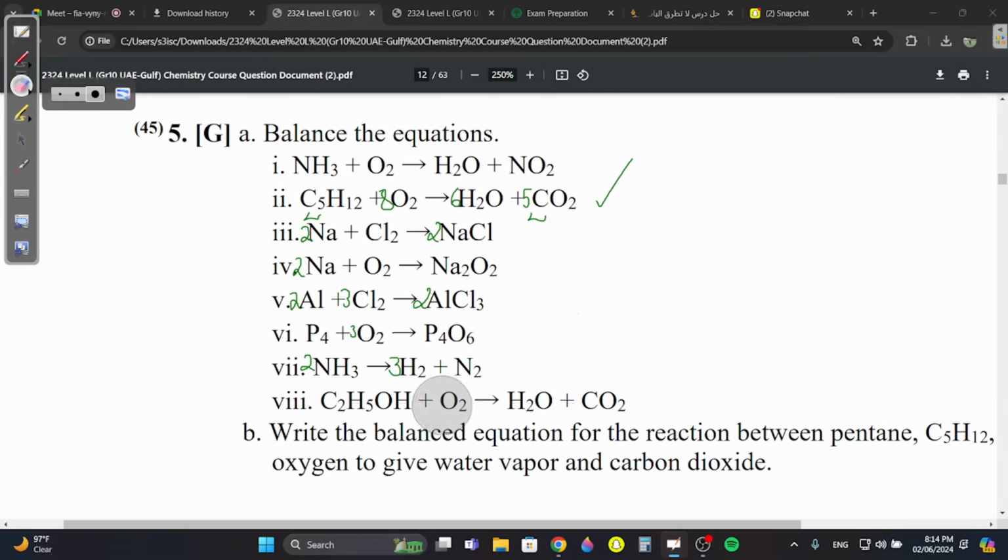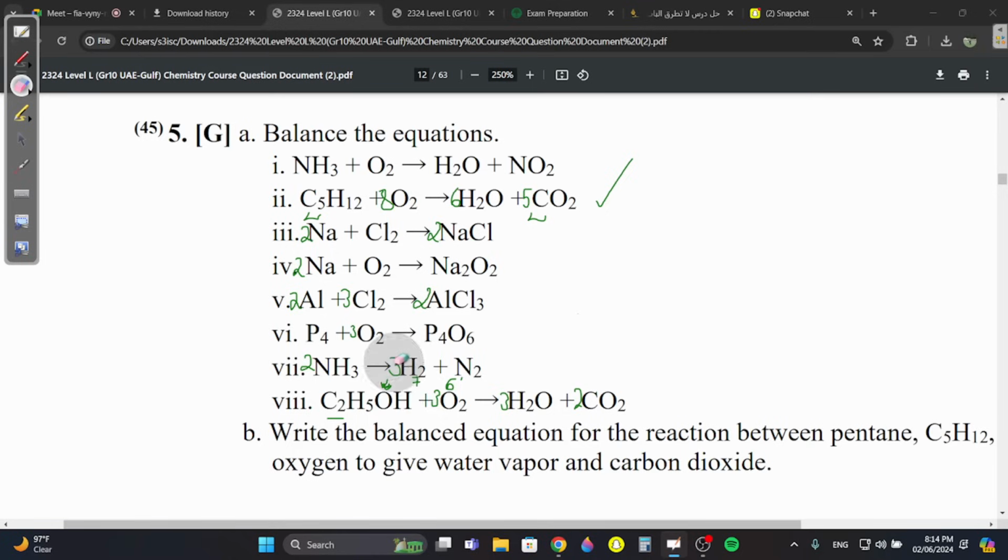Okay, wait, let's do this one again. 2 carbons, 2 carbons. 6 hydrogens, so I multiply this one by 3. Here I have 4 oxygens. Here I have this one. See, I forgot about this one here. So if I multiply this one by 3, it's going to become 6, and then you add this one here and 7. So it's balanced on both sides.